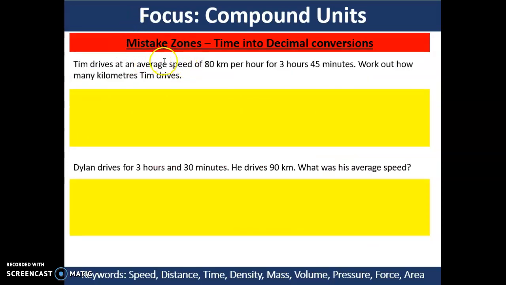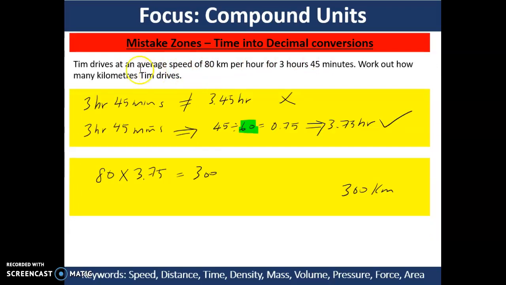Okay, here's a mistake zone. So many people get this one wrong, and just be careful when you do this. So I'm going to talk you through each of these ones bit by bit. For the very first one, it says Tim drives an average speed of 80 kilometers per hour for 3 hours and 45 minutes. Work out how many kilometers Tim drives.